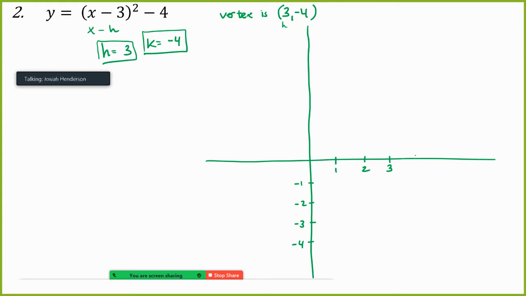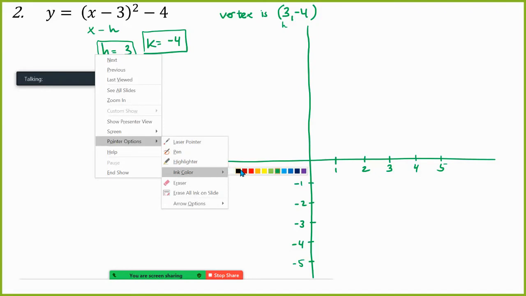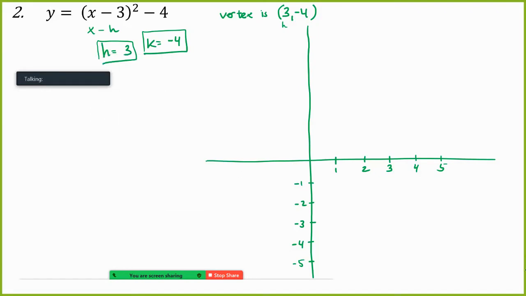Okay, so those are the ones we actually need. I'm going to throw in a few more on the other side so we get some context. Okay, so 3, -4. Let me change my color here. So 3 to the right, and then down 4. Here we go. There's our vertex.